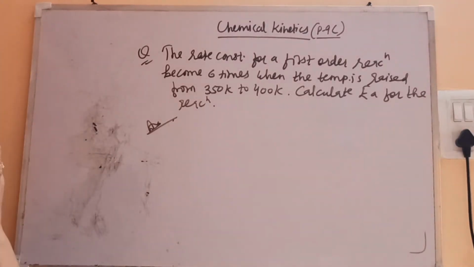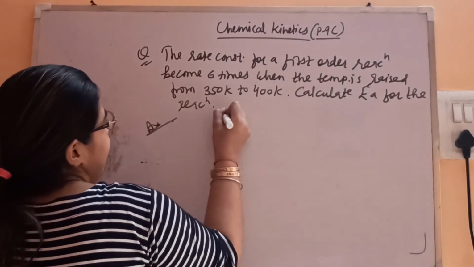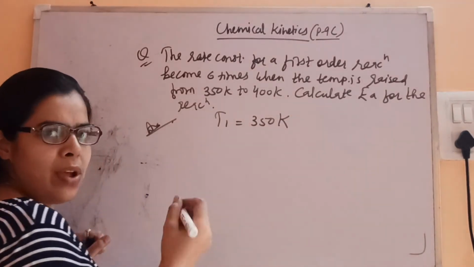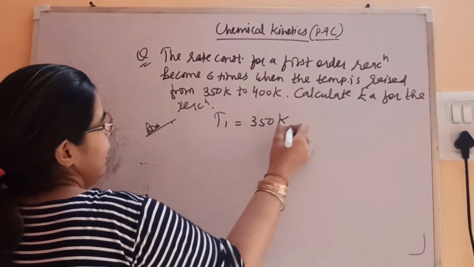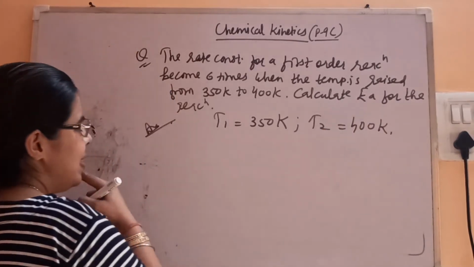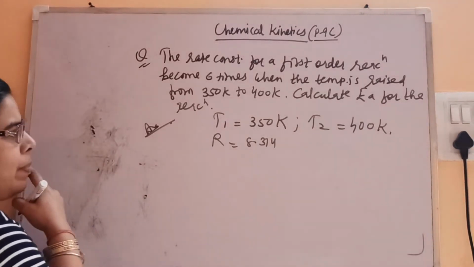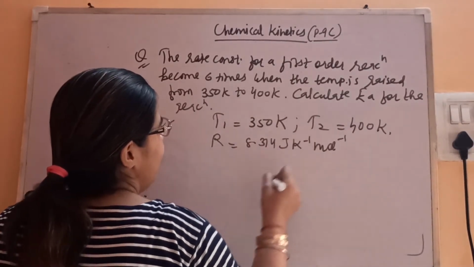Now just write down the given values first. What is given? T1 is given 350. If temperature is given in degree Celsius, then you have to convert it to Kelvin. Then T2 is given 400. What else is required? R, you know, 8.314 joules per Kelvin per mole. Yes, because it's energy, so we'll be using joules per Kelvin per mole.